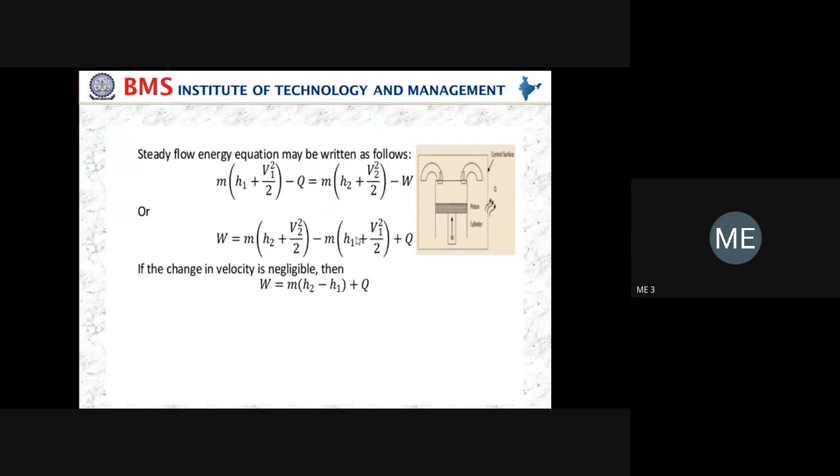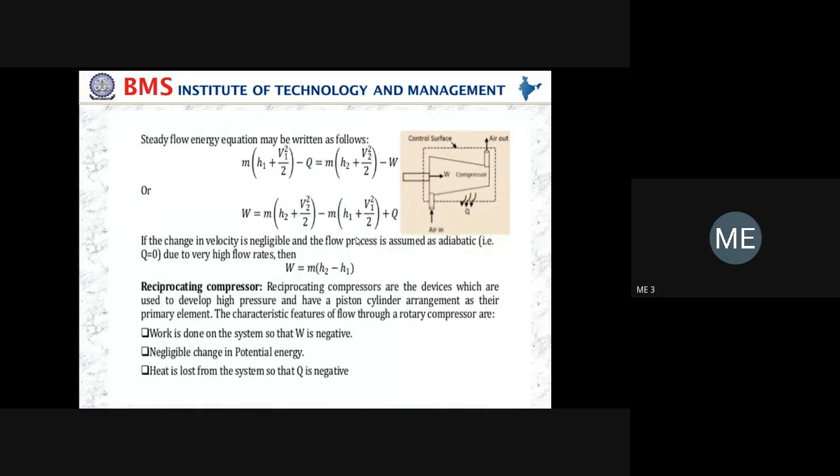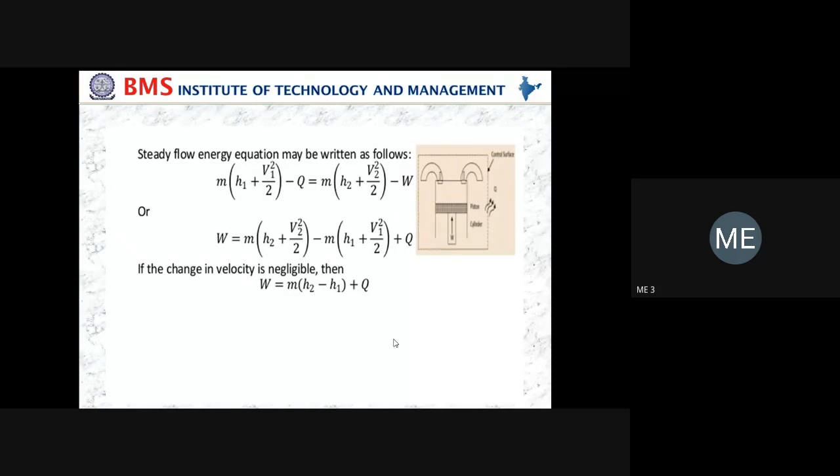In the case of a reciprocating air compressor, okay, it is also the same thing as your rotary compressor, but we are having a piston cylinder element instead of a rotary element in the case of a reciprocating air compressor, but the assumptions are the same as those of the rotary air compressor. Okay, the work done on the system is negative. Okay, negligible change in potential energy. Okay, and heat loss from the system to the surroundings.